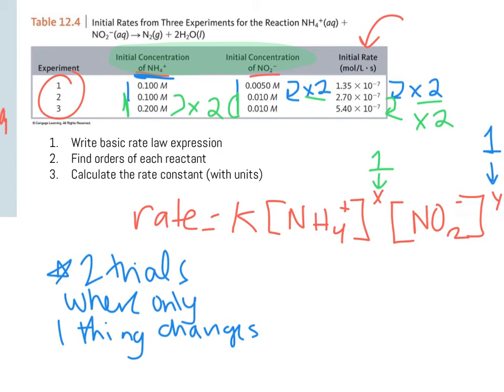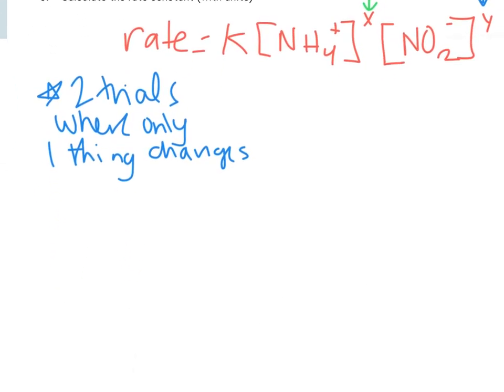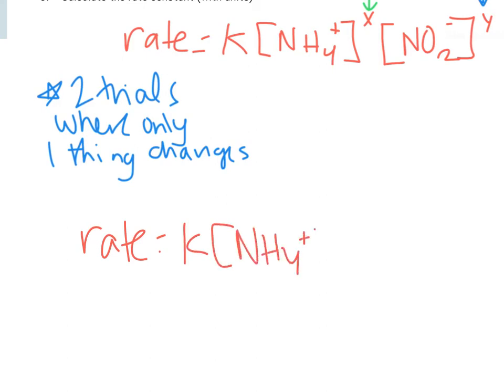So now I can write the rate law. The rate law would be rate equals K [NH4+][NO2-]. That's the rate law. You'll notice there's no exponents now, because if you plug in 1 for x and y, anything to the 1 power is just itself. So this is what I call the rate law.